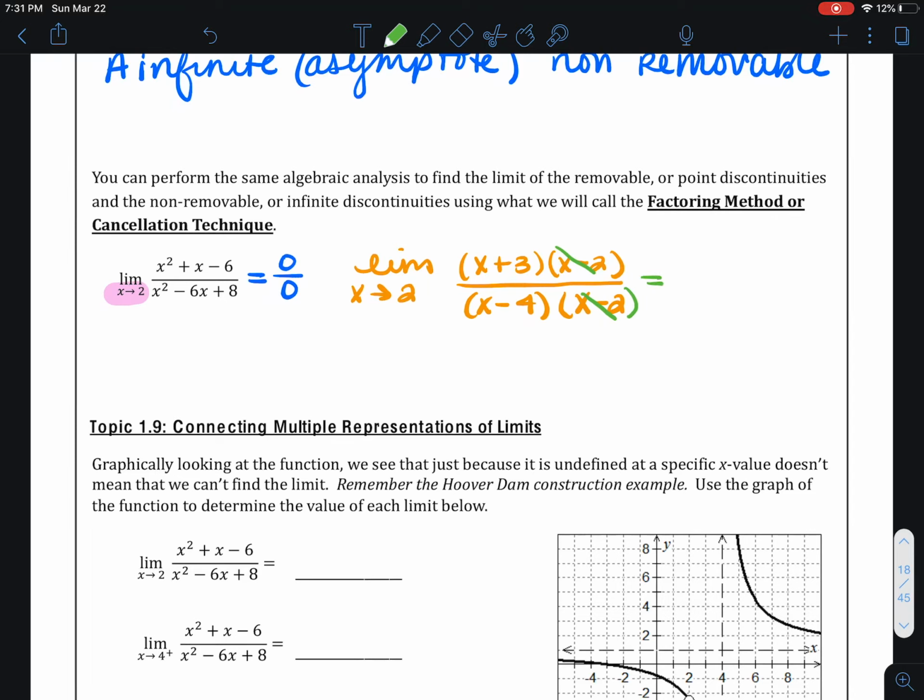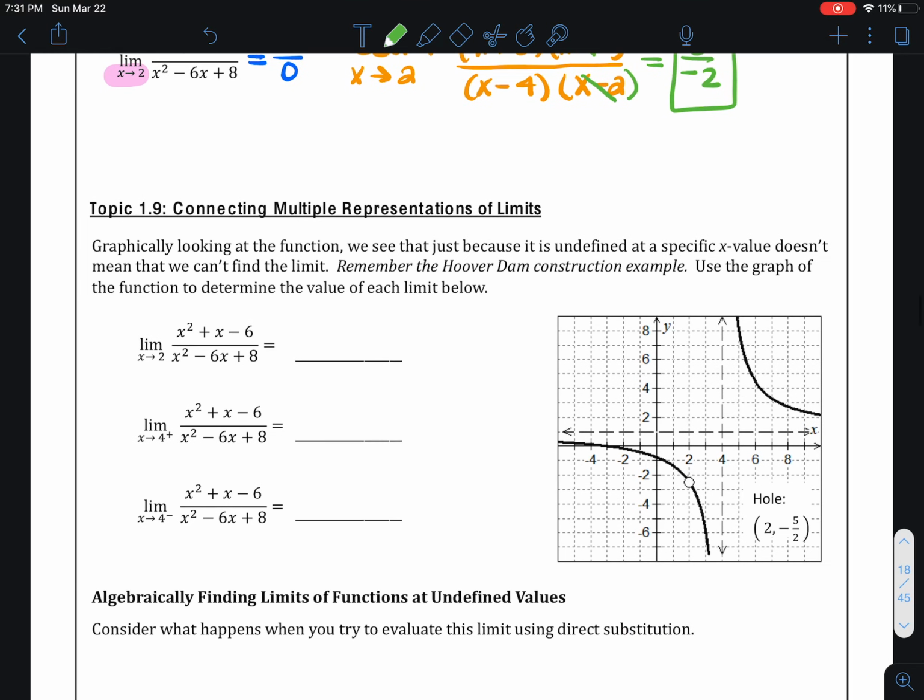On the top, we're going to get 5 over negative 2. Just like when we talked about rational functions, this is the y value for the hole, but it also happens to be where the function is going. So this limit does exist. It exists at negative 5 halves, or negative 2.5, depending on how you feel like writing it.